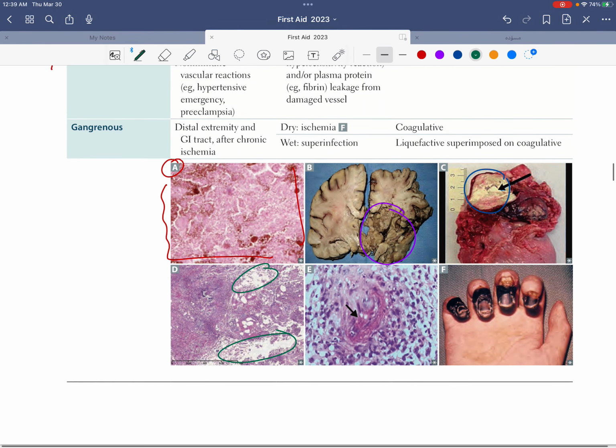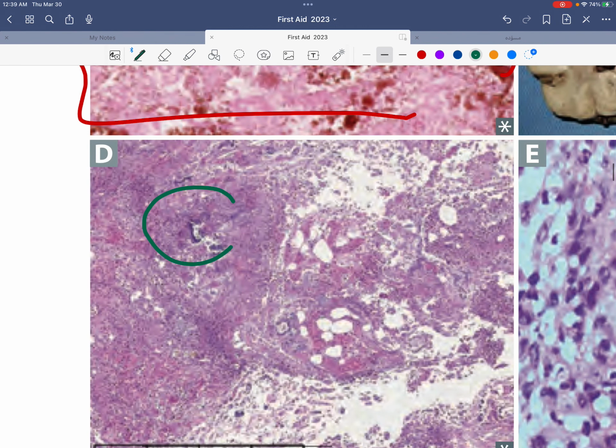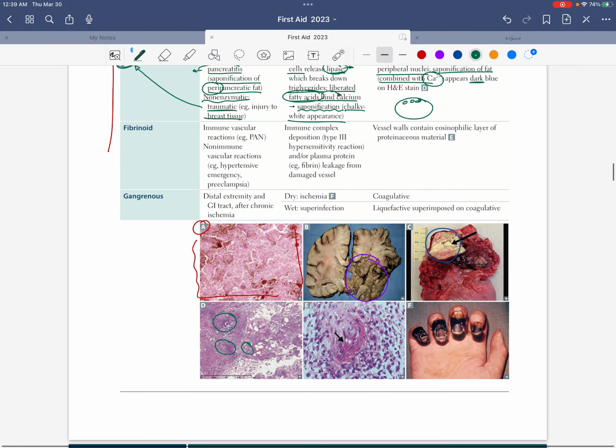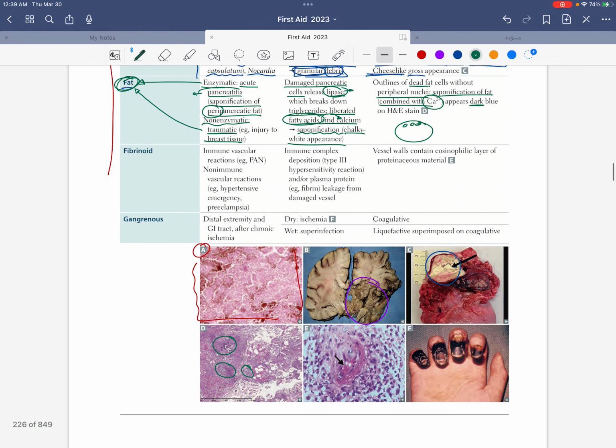This is the dark color. So it's just that it looks dark blue on the stain. So that was the fatty necrosis.